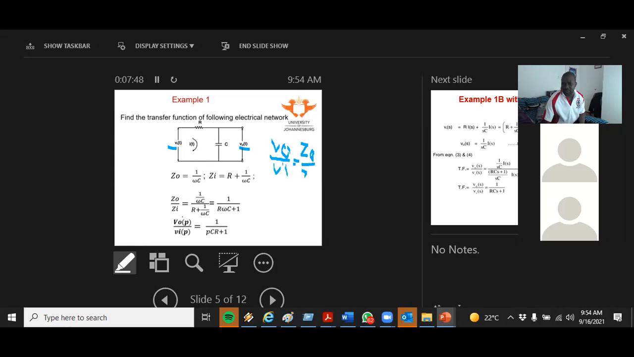So you know that V out over V in is equal to Z out over Z in, lower level electronics.